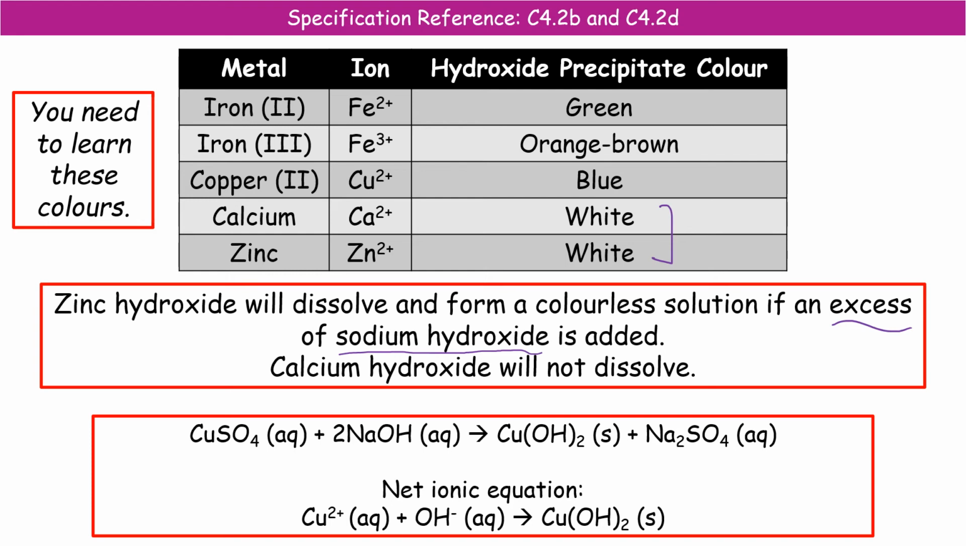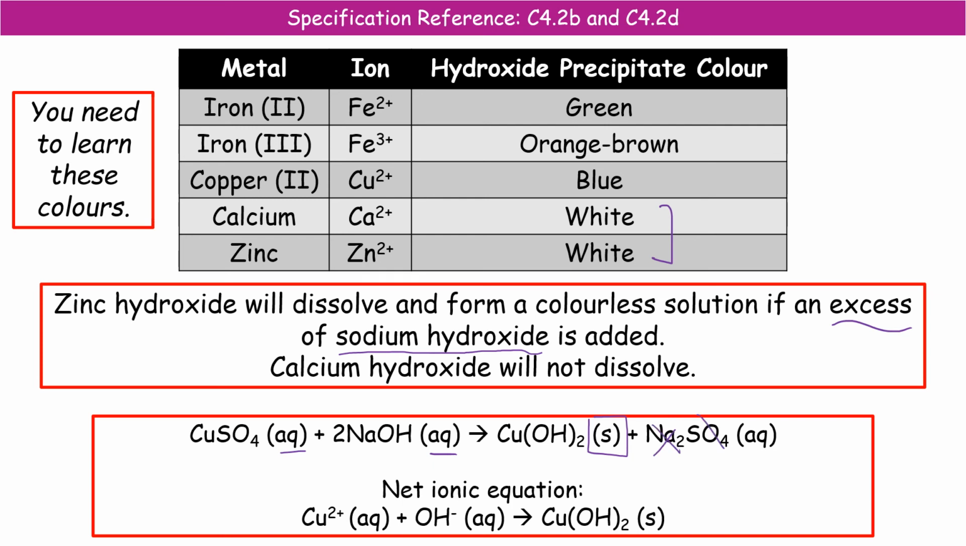Look at the state symbols, because at that point you're possibly thinking, well, everything's an ion, it doesn't change, they're all just spectators. However, look at your state symbols. We start off with 2 aqueous solutions and we're going to make a solid. So we know the copper hydroxide in this example is key. That is changing because we're changing from aqueous solution to a solid. However, the sodium and the sulfate we can ignore.